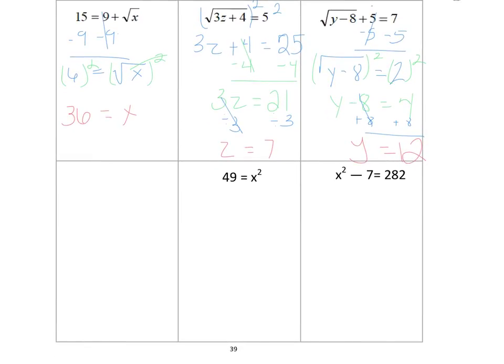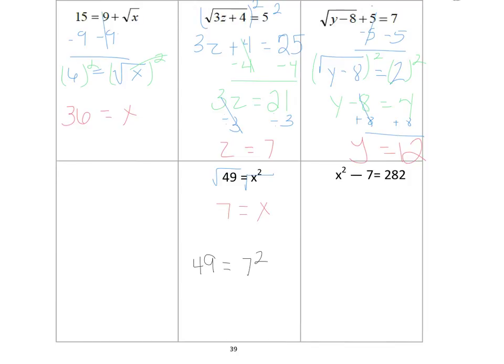Now let's do the opposite, where x has the exponent 2, and so we're going to have to cancel that. Looking at 49 is x squared. To cancel out that exponent 2, we take the square root of both sides to get that x is equal to 7. The reason that x is equal to 7 is because we're saying that 49 is equal to 7 squared. We know this to be true.